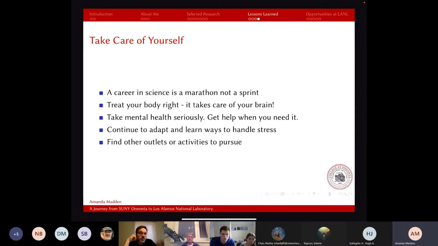Along that vein, continue to adapt and learn ways to handle stress, whether that's taking some time away from the computer, getting some time with your furry friends, getting time with regular friends, and finding other outlets or activities to pursue. I think that's also really important to keep yourselves well-rounded so that you can have a more full career in science.